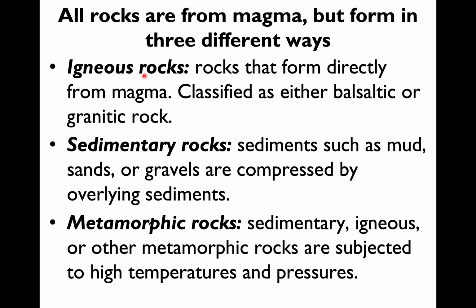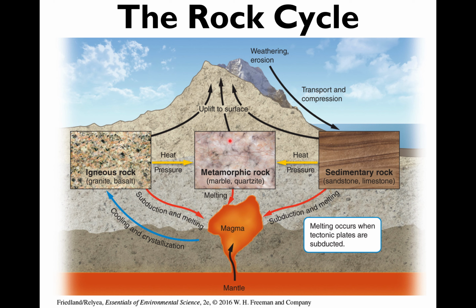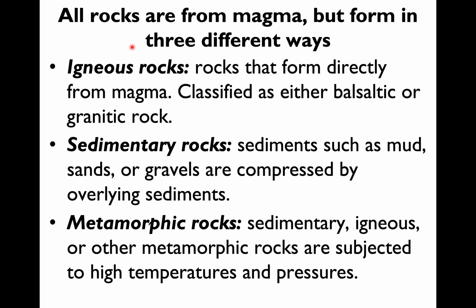So let's talk about all these three rocks. There's igneous, metamorphic, and sedimentary rock, the three rocks that come from magma. Igneous is the first one we'll talk about here. They're all from magma, but they form in different ways. Igneous are the ones that directly come from magma. So they're I guess the easiest to form, but they're classified as either basaltic types or granite types. We're going to look at some of these as well.